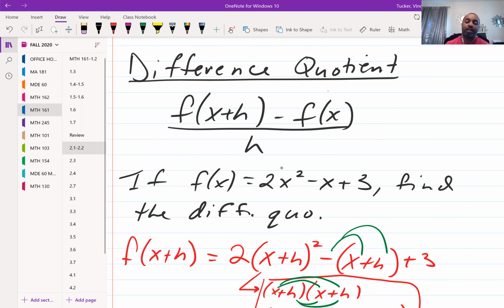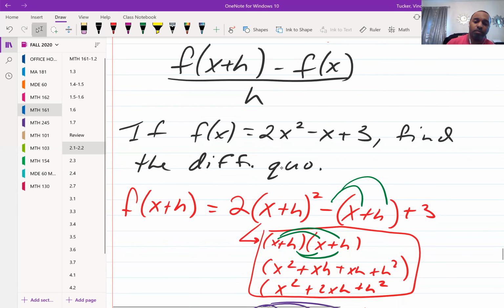That's always going to be the case. They have to give you f of x. That is the function. Then from there, you need to find f of x plus h. So they give you f of x, but then you need to find f of x plus h. So you take x plus h and plug it into your function. So since we had 2x squared, that's 2 times x plus h squared minus x plus h plus 3.